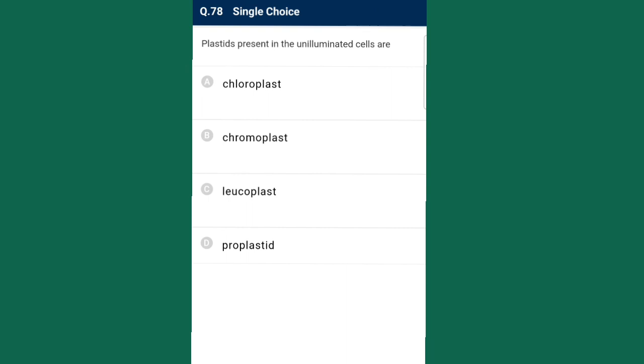Question number 78. Plastids present in the unilluminated cells are... Plastids are found in plant cells and they bear specific pigments which impart specific color to plants. Based on the presence or absence of the type of pigments, they are classified into chloroplast, chromoplast and leucoplast. Leucoplasts are colorless plastids of various shapes and sizes with some stored nutrients. So the answer for this question is option C, leucoplast.